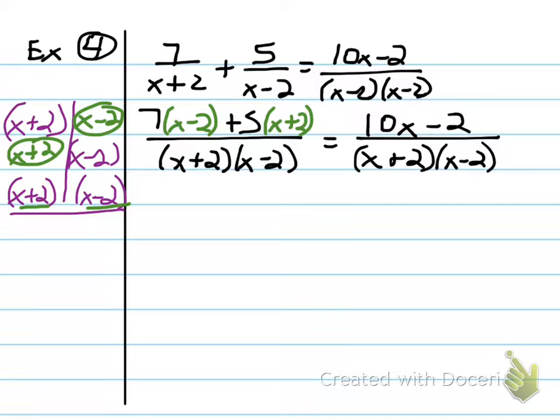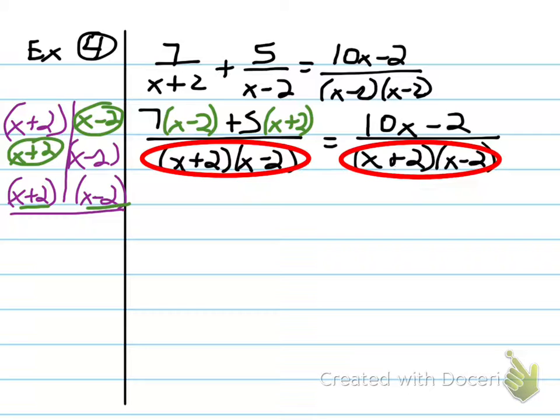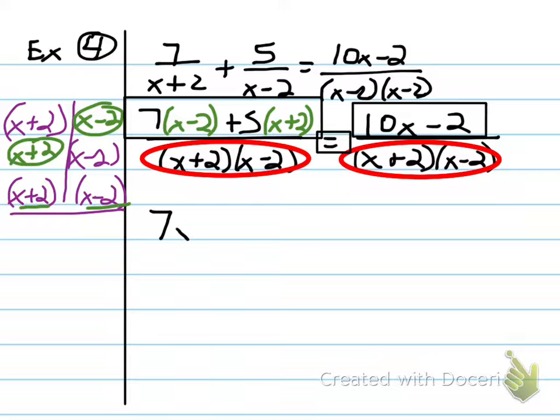And now what's great is my denominators are the same. Therefore, the numerators must be equal to each other. Logic just tells me that. So I have 7x minus 14, because I'm distributing the 7, plus 5x plus 10 equals 10x minus 2.